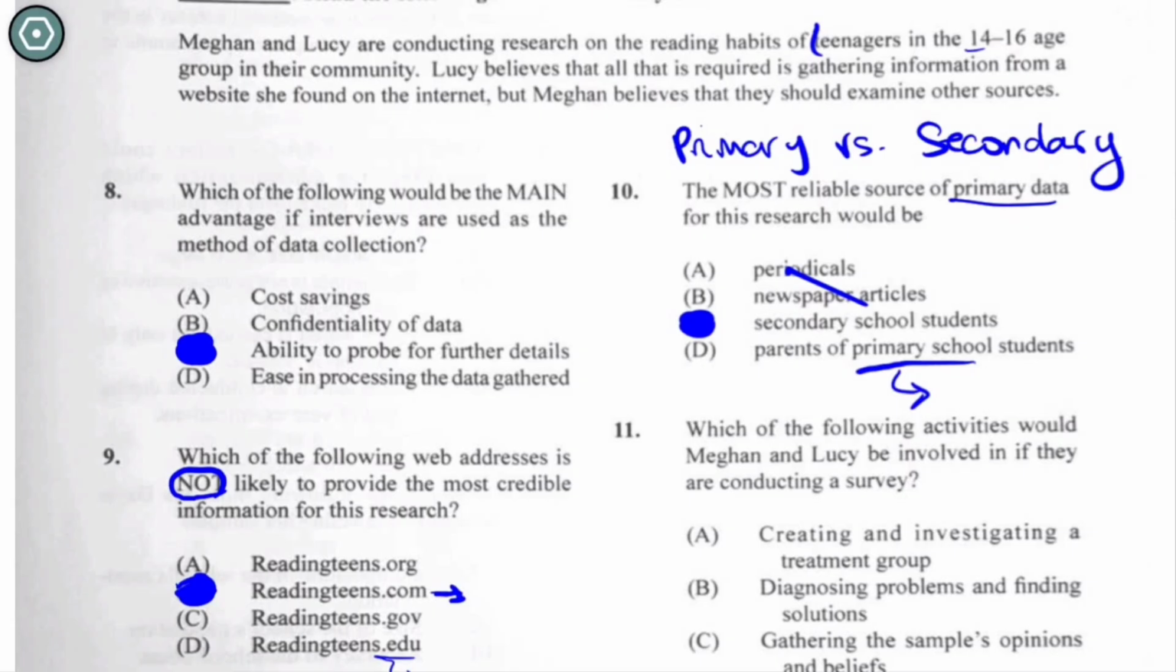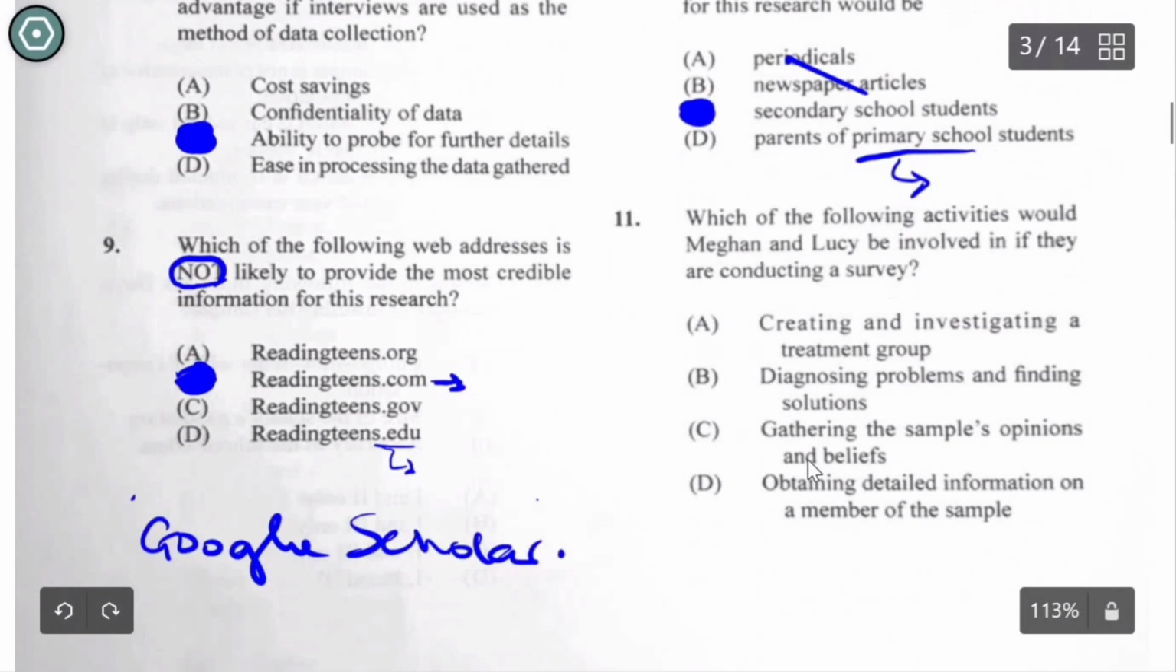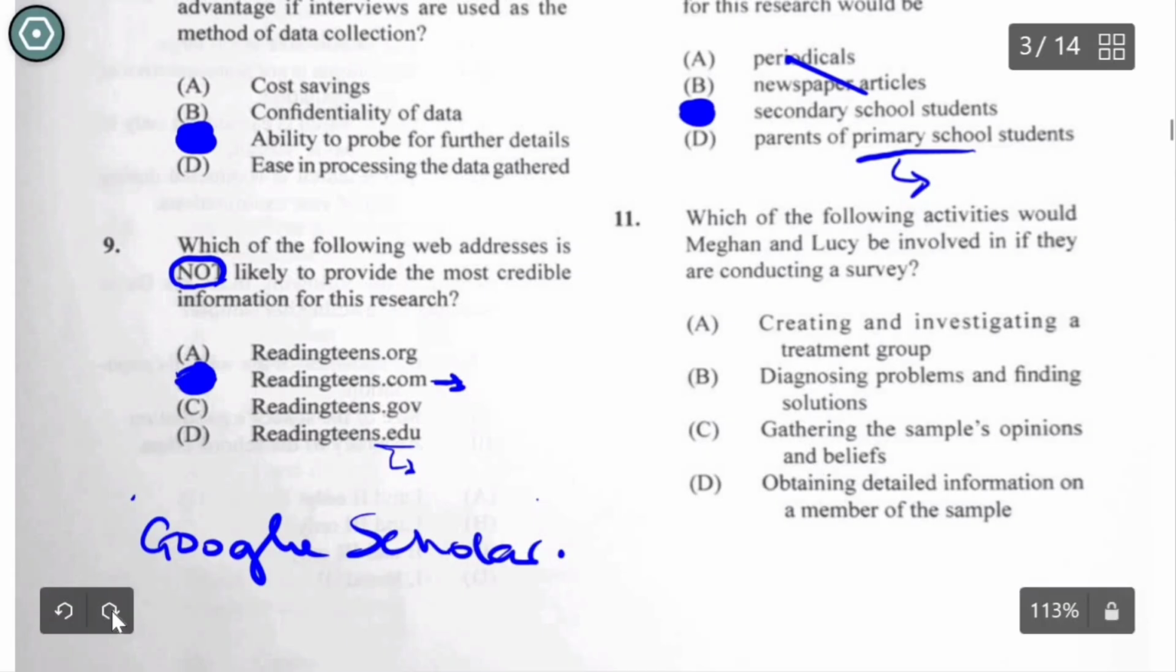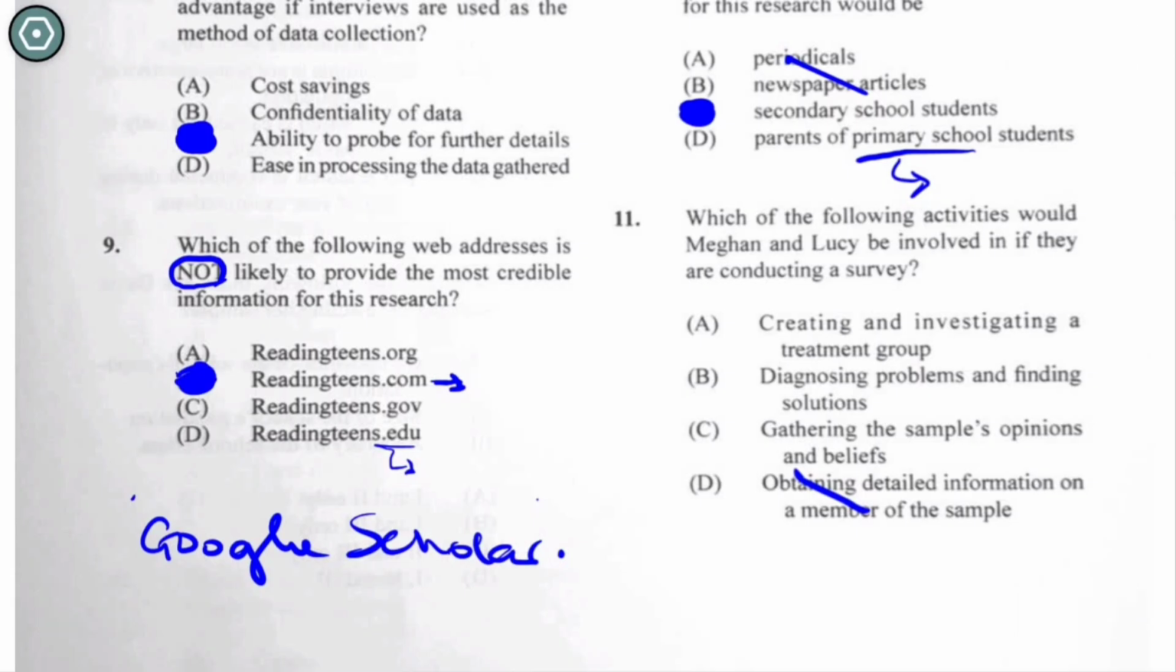Alright? So number 11 says, which of the following activities would Megan and Lucy be involved in if they are conducting a survey? Creating and investigating a treatment group, diagnosing problems and finding solutions, gathering the sample's opinions and beliefs, or obtaining detailed information on a member of the sample. Alright, so first of all, I'm going to take out obtaining detailed information on a member of the sample.